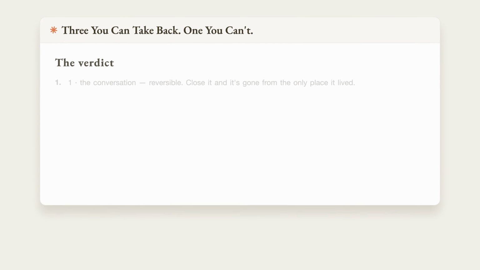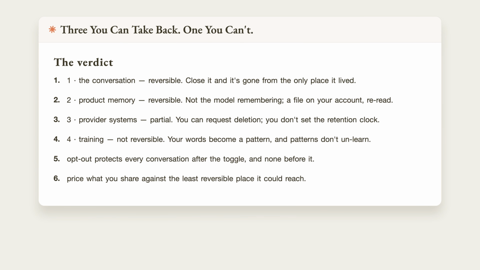4 places and they are not the same kind of place. The conversation forgets when you close it. Memory is a file you can open and edit. Provider systems hold it on a clock you don't set. Training turns it into a pattern, and that one is permanent. Opt-outs are forward-looking. Everything else is a setting you can go check in about 5 minutes.